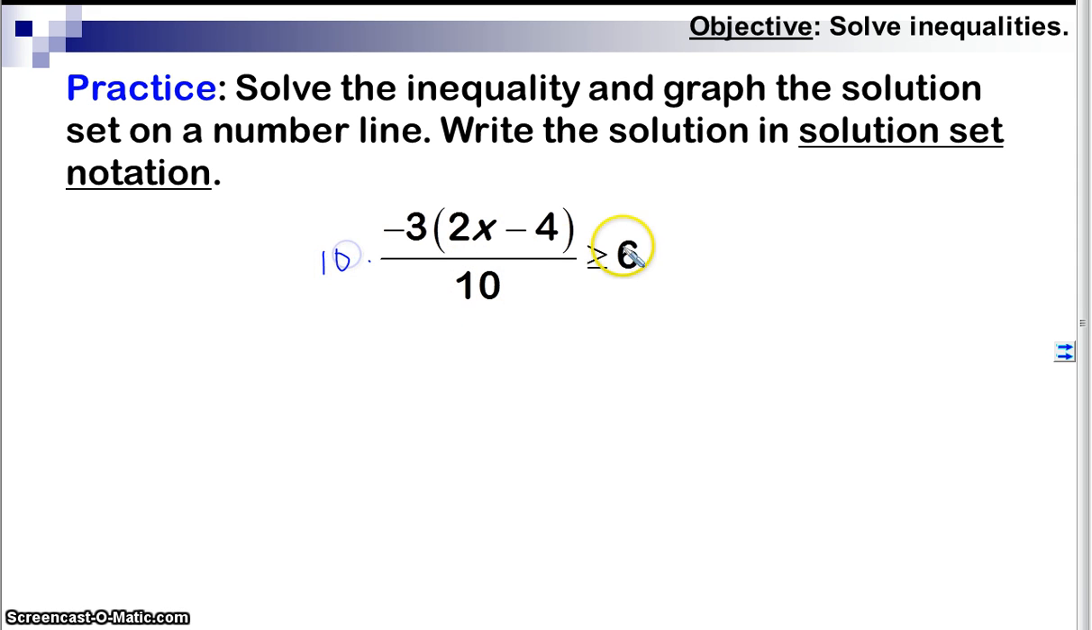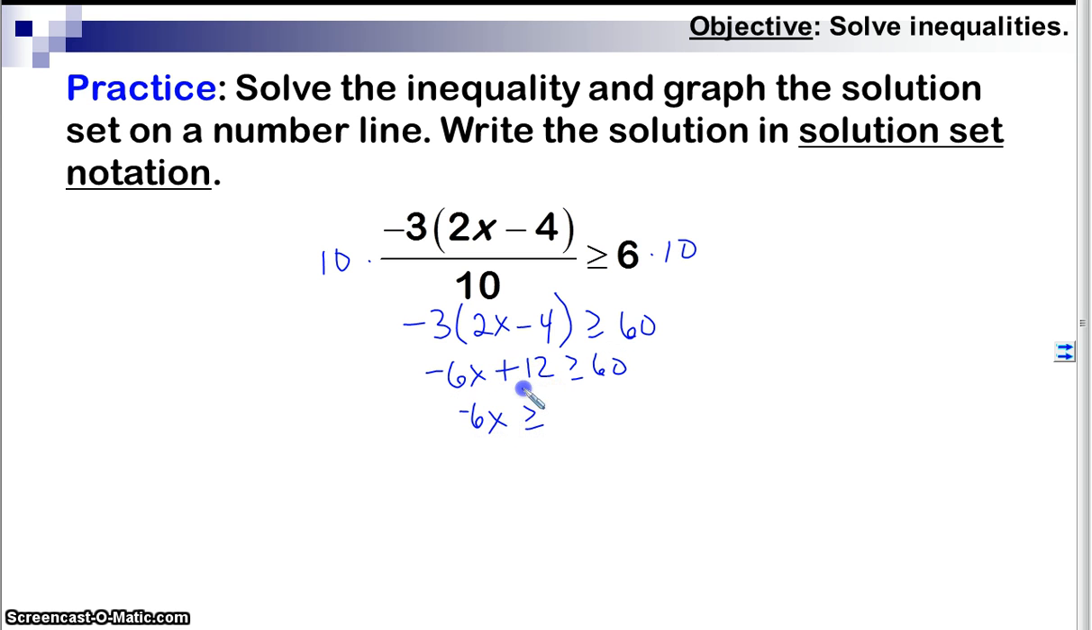Okay, so here's the solution to this problem. I'm going to multiply both sides by 10. And then I'm going to have negative 3 times 2x minus 4 greater than or equal to 60. I'm going to multiply this in using the distributive property. Then I'm going to subtract 12 from both sides. Divide by 6. And x is going to be greater. Ooh, you've got to be careful there. Not negative. Okay. So x is going to be less than or equal to negative 8.